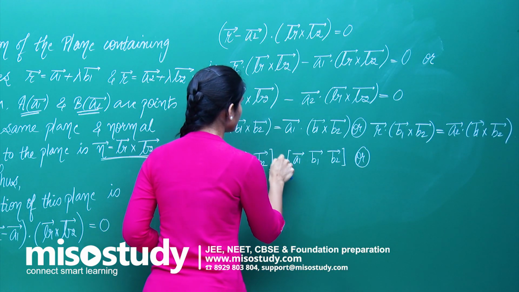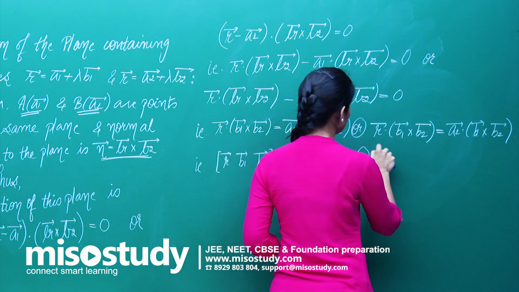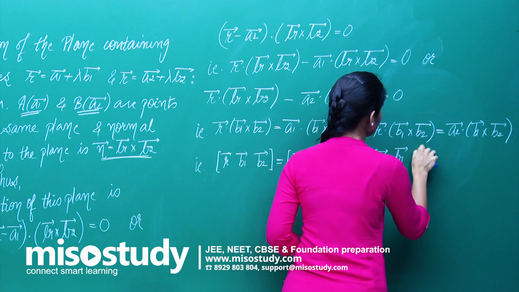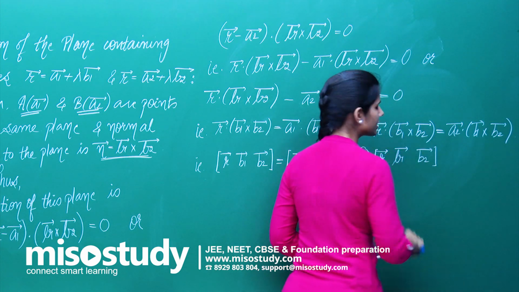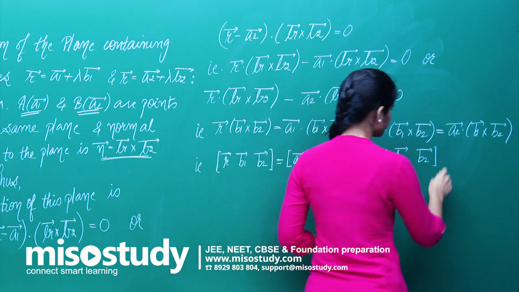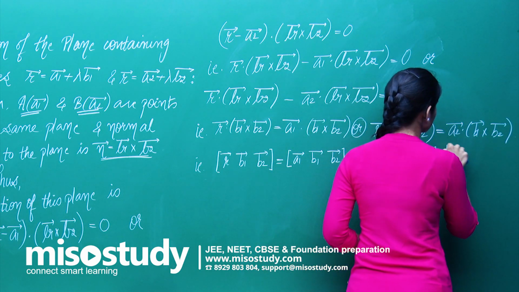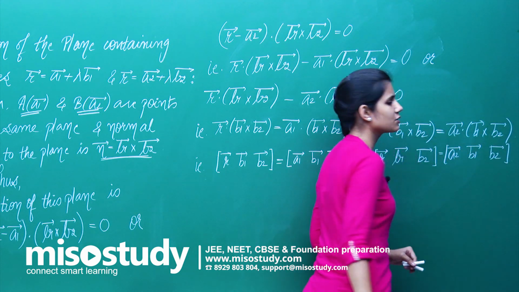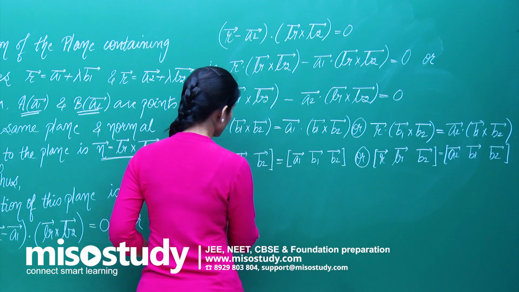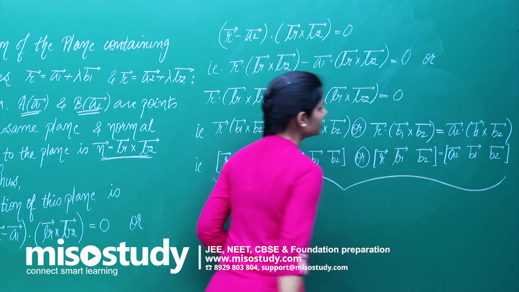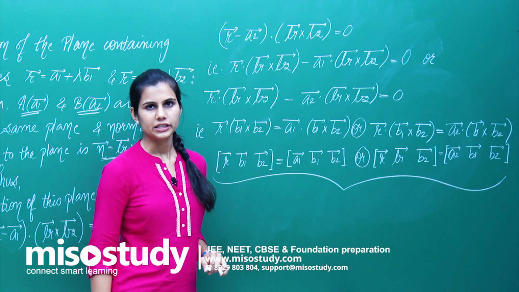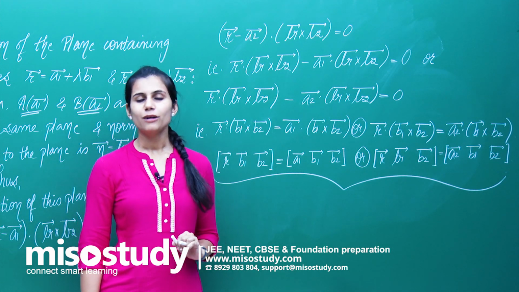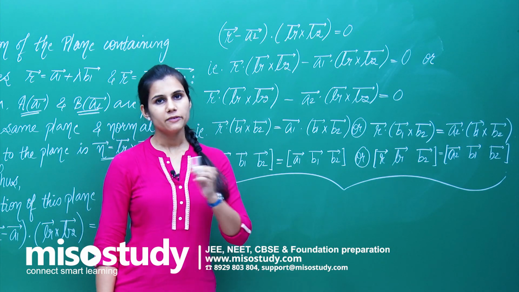Either this is going to give you the equation, or r vector, b1 vector, b2 vector scalar triple product equal to scalar triple product of a2 vector, b1 vector, b2 vector. This is going to give you the equation. So this happens to be the equation of this plane. Fine, and that completes our article about the coplanarity of two lines in the vector form.